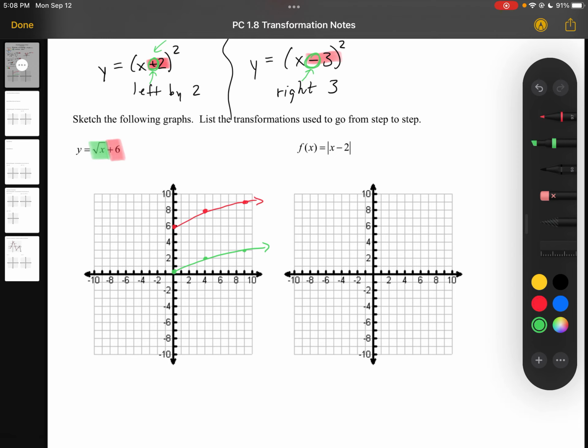And I'm going to ask you to actually tell me what type of transformation is happening to our f of x function right here. So you can go ahead and tell me that now.